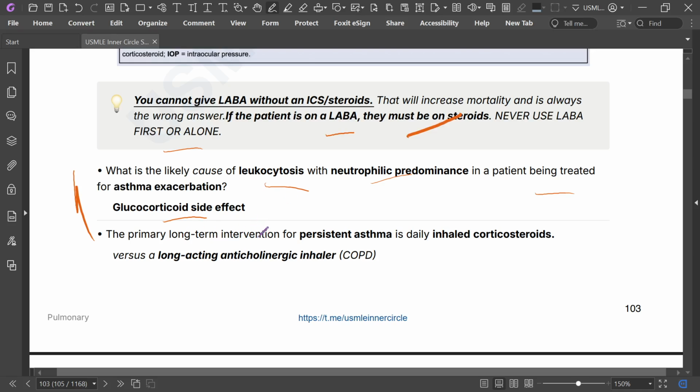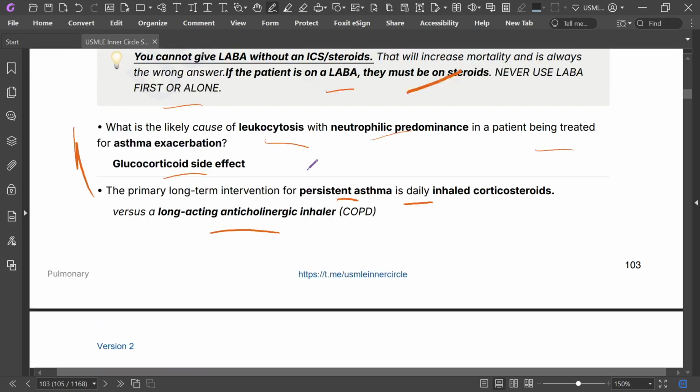The primary long-term intervention for persistent asthma is daily inhaled corticosteroid, versus a long-acting anticholinergic inhaler.